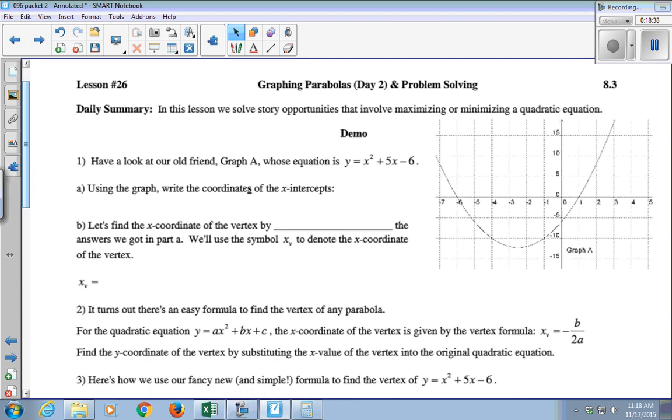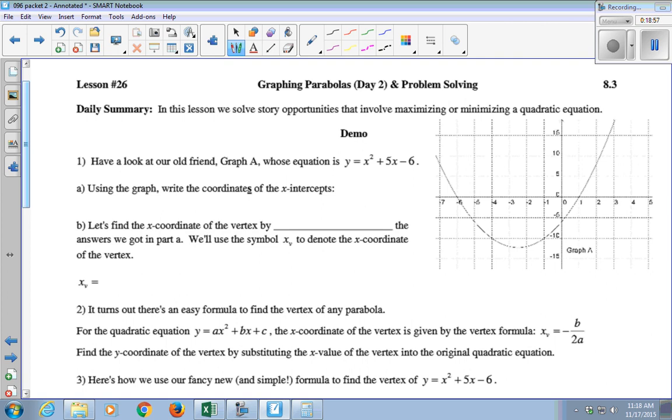Okay, so we're going to talk a little bit more about graphing parabolas for this lesson. And we're going to use what we know about graphing parabolas to use graphs to help us answer some questions about story opportunities / word problems.